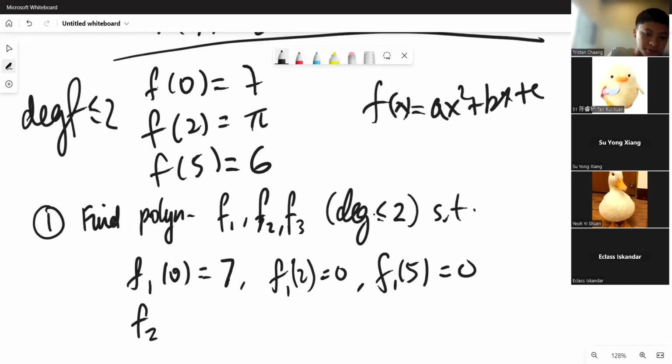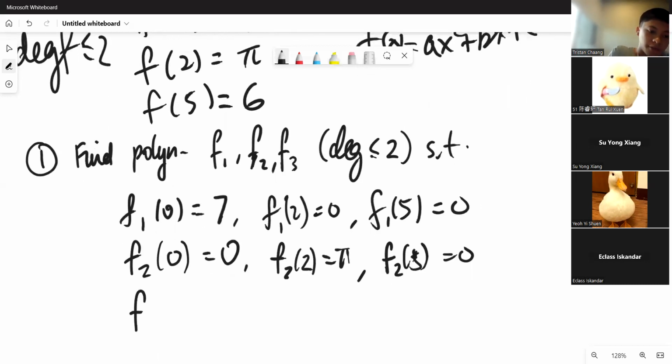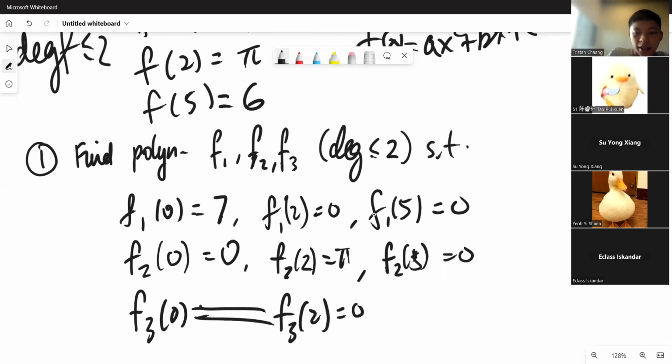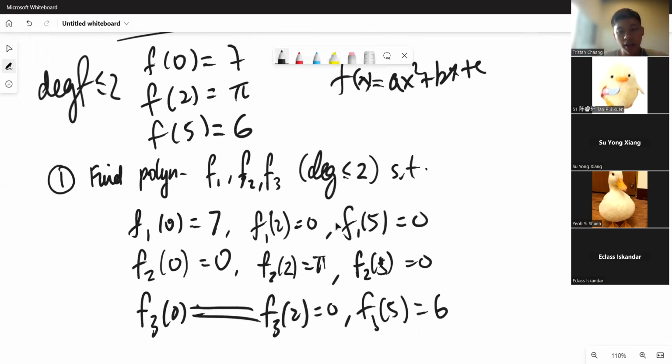And how about the next one? f2(0) is 0, f2(2) is pi, f2(5) is 0. Then f3(0) is 0, f3(2) is 0, they're all 0 again, and then f3(5) is 6. And in fact, these are easy to solve for each problem here.